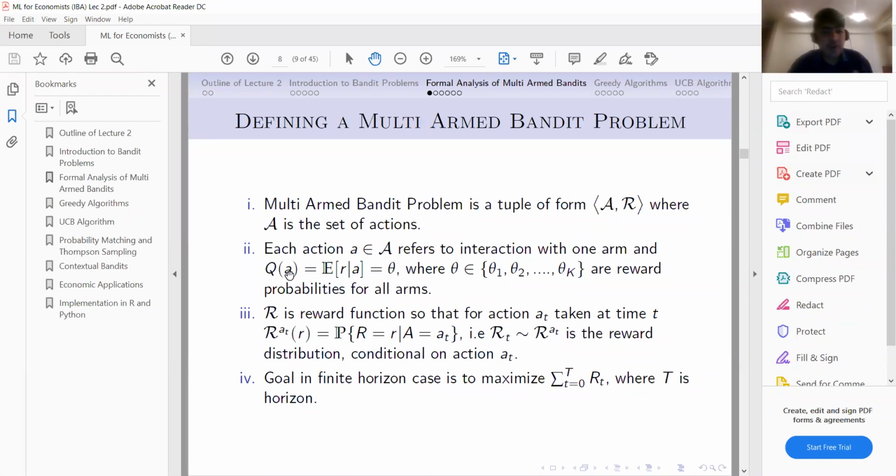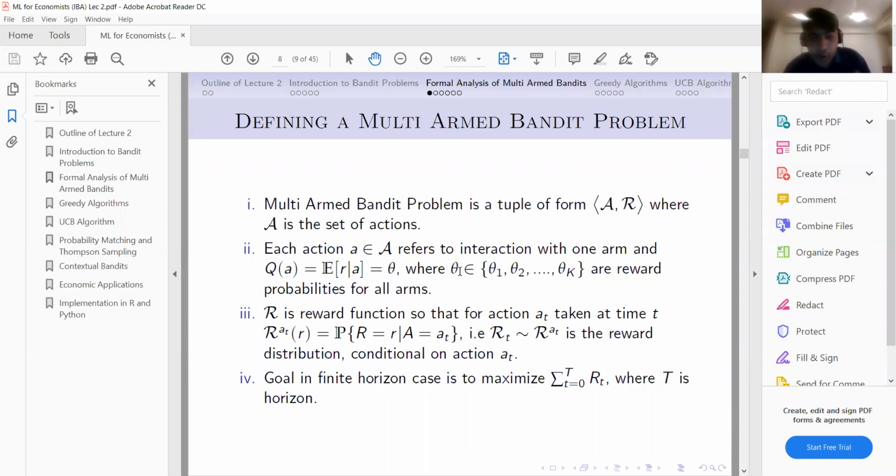And this Q of a is called the action value function. This is nothing but the expected value of the reward, and this depends on the reward distribution, right? This is just the expected value of small r, the reward, conditioned on the fact that you have interacted with a particular arm a. And this is equal to theta, where we're just talking about Bernoulli kind of trials here. So there are k possible arms in general, capital K number of arms in the multi-armed bandit problem. So the cardinality of this set is K, for those of you who are interested in math.